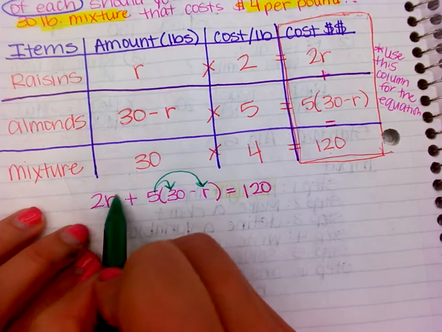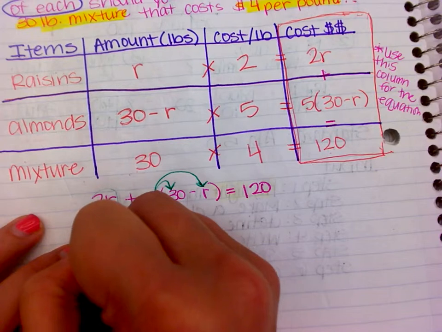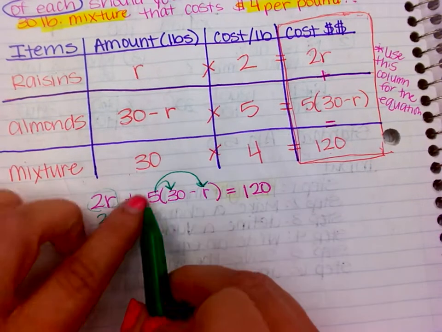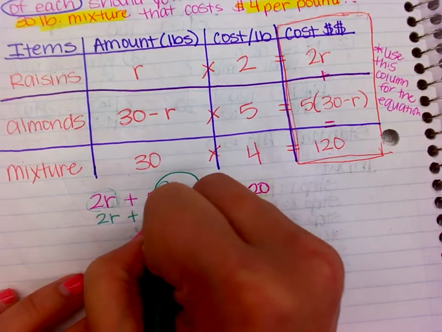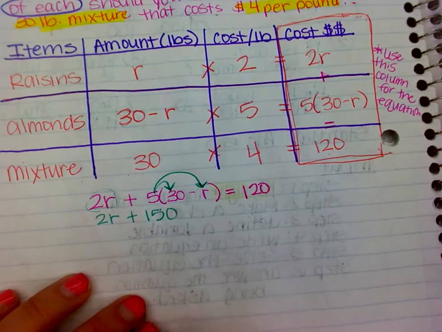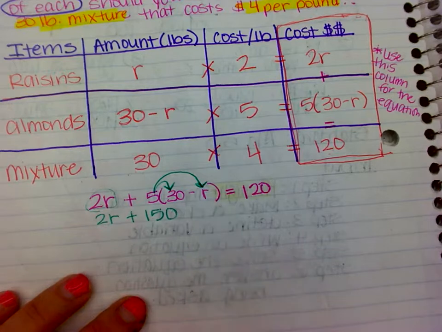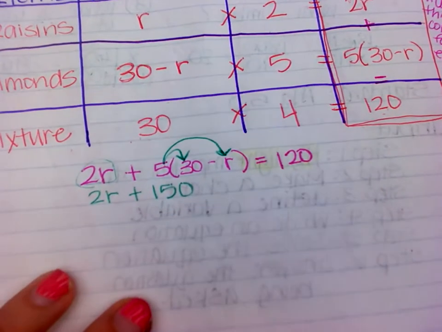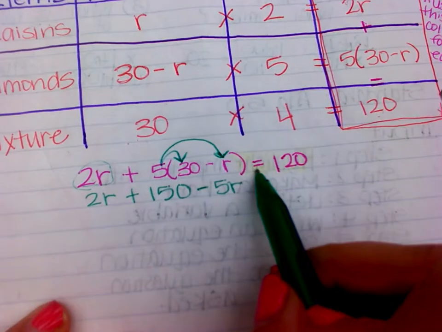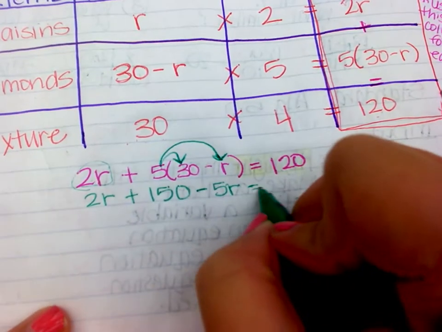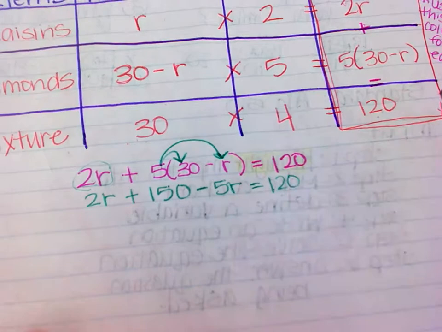Bring down what I have. So I know 2R plus 5 times 30 is 150. 5 times negative R is going to give me a negative 5R, so minus 5R. Bring down what else I have over here. Mine equals 120.